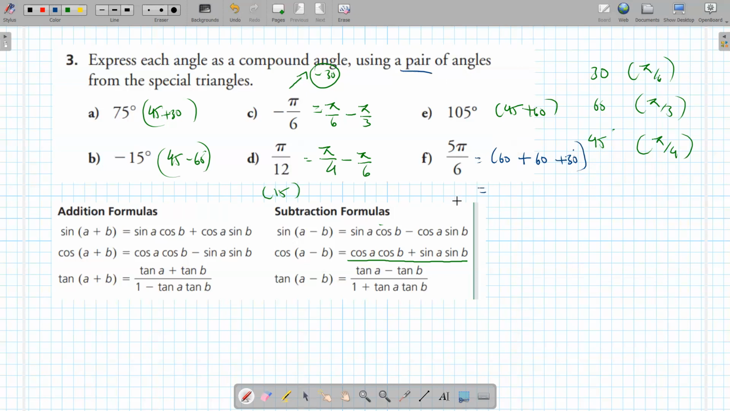There's no other way to get 150. Here's another way to get 150, but it doesn't use special triangles. It uses the angle of 180 or pi. You can do pi minus 30, which will also give you 150. So it'll be pi minus pi over 6. There's no way to get 150 just from these alone, okay? We can get it from pi.